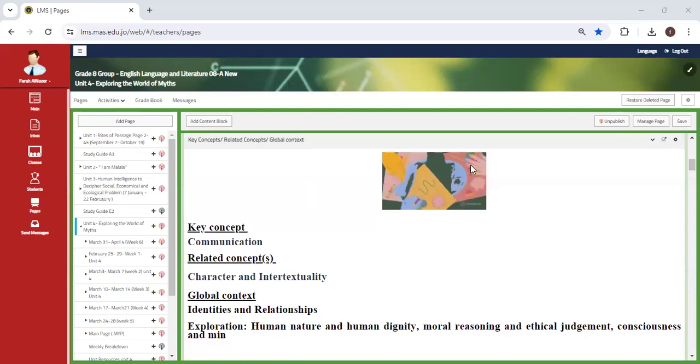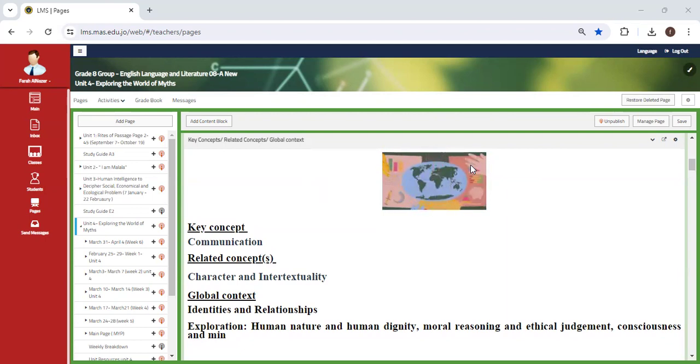So based on that, our key concept is going to be communication. You are going to communicate your perspective, understanding of the characters and intellectuality evident amongst diverse myths. So please note that you will be comparing and contrasting between two different myths. They could come from the same culture or not. And in addition to that, how they formulate our identity and relationship.